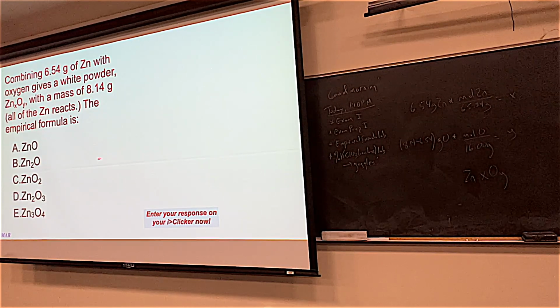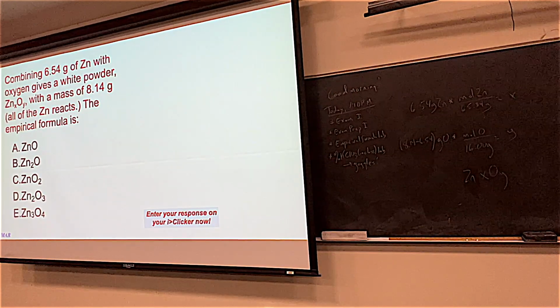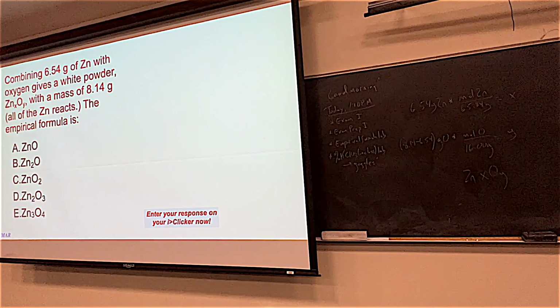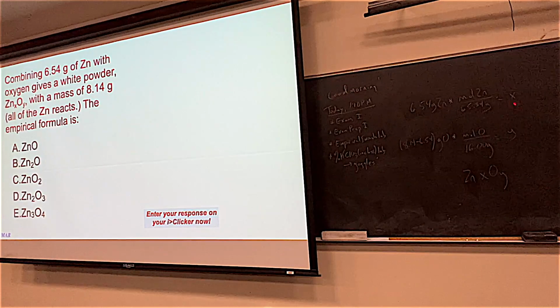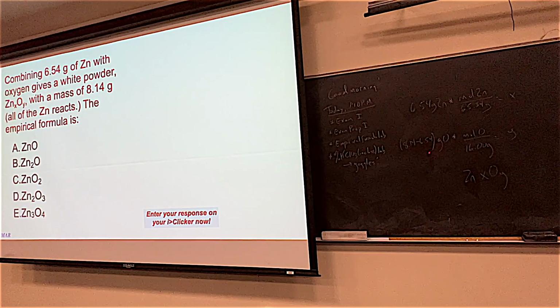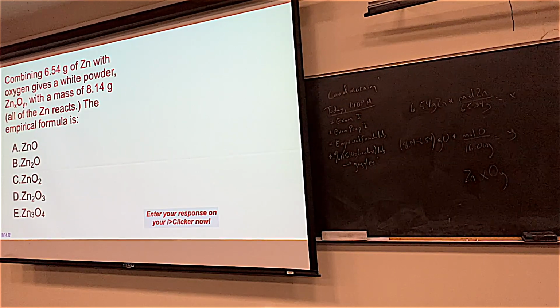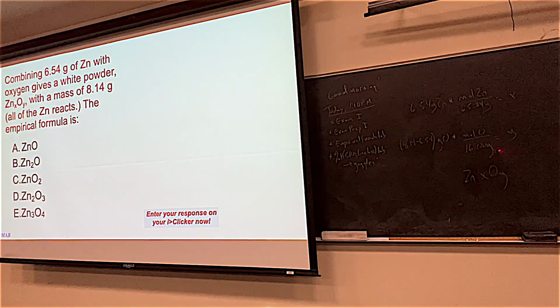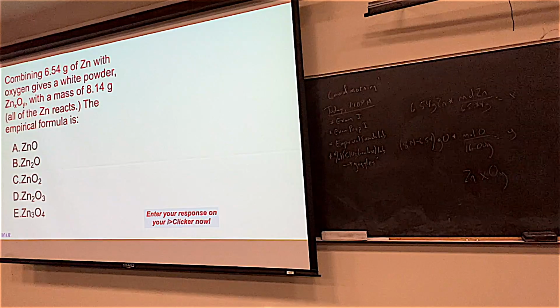But again, like last time, these are all mole ratios. It's not grams ratios, these are mole ratios. So the best way to do it is to find the moles. So up here, 6.54 grams of zinc apparently reacted. Divide it by the molar mass of zinc from the periodic table to get the moles. And then 8.14 minus 6.54, that number, 1.60 looks like. That's the grams of oxygen, divided by molar mass to get the moles of oxygen.